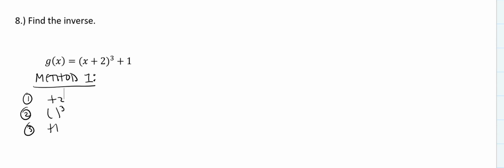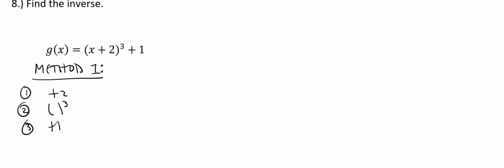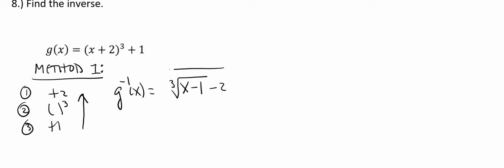To get the inverse, we're just going to reverse the steps. So the inverse of g of x is going to equal, we're going to subtract. So remember, we're doing the opposite, so we're going this way. We're going to subtract 1. And so the opposite of cubing is going to be the cube root of x minus 1, and the opposite of adding 2 is subtracting 2. So that's my inverse. That's probably the easiest way.